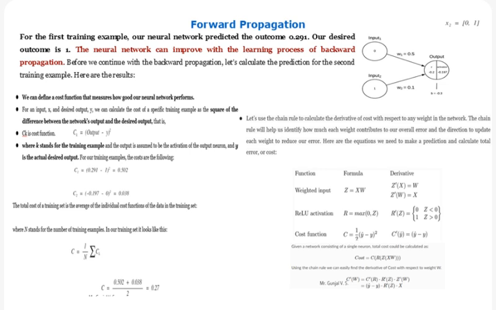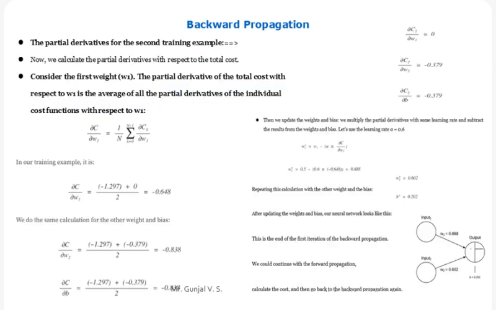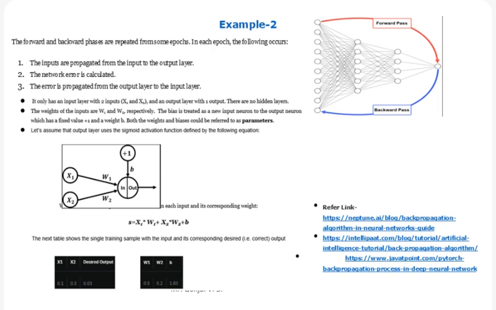To improve the performance of our neural network, we use backward propagation to adjust the weights and biases based on the error calculated during forward propagation. Backward propagation involves calculating the partial derivatives of the error with respect to the weights and biases. This helps in minimizing the total cost and improving the network's performance. In this example, we calculate the partial derivatives for the second training example and update the weights and biases accordingly to minimize the error. During each epoch, the forward and backward passes are repeated to adjust the weights and biases continuously, improving the network's accuracy over time.